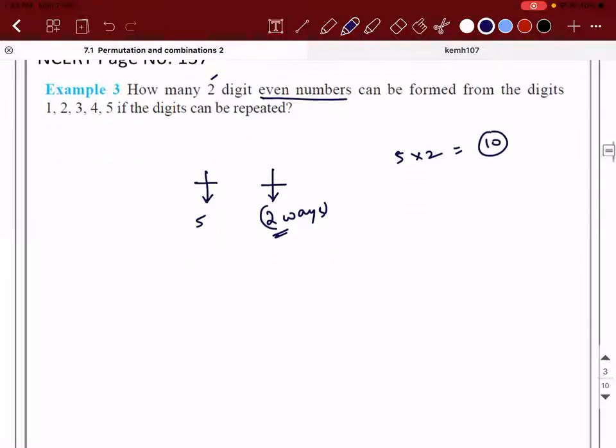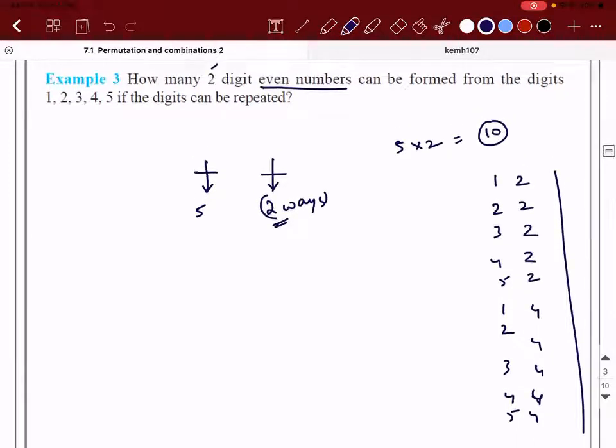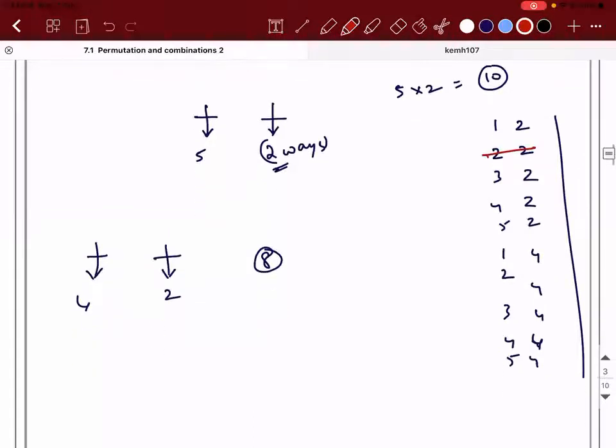Just for the sake of understanding, what are the 10 numbers that are possible? 12, 22, 32, 42, 52, 14, 24, 34, 44, 54. So these are the 10 numbers that are possible from the given digits, which are even, and the digits are getting repeated. Suppose the question was like this, if the digits can't be repeated, then it would be 8 ways. So what are the numbers that get eliminated? 22 and 44.